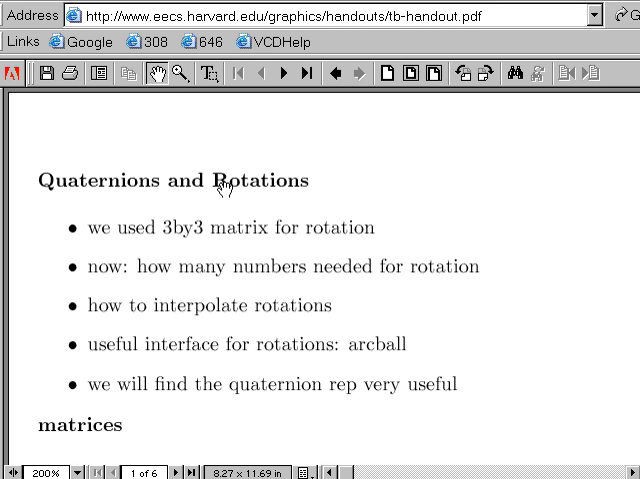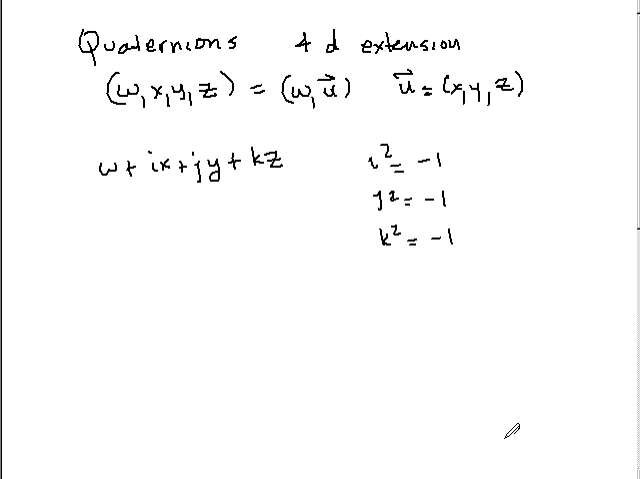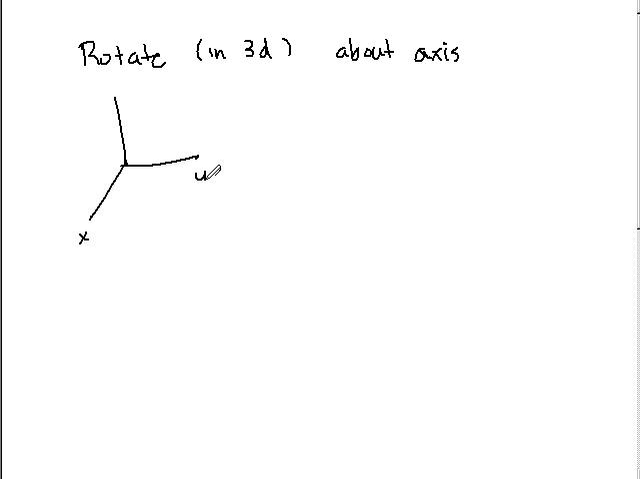Okay. So quaternions are related to a 3x3 rotation. Now I should mention that there is a concept of rotating about an axis in 3D. So suppose we were in 3 dimensions, and here is x and y and z. So this is my right-handed coordinate system.